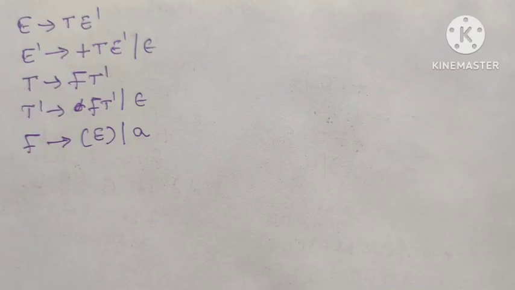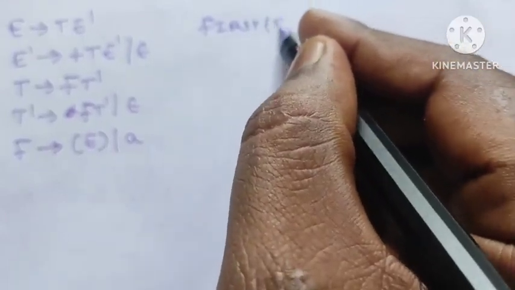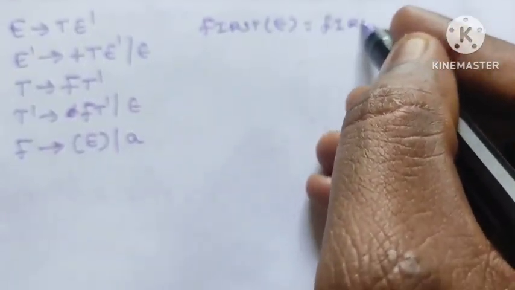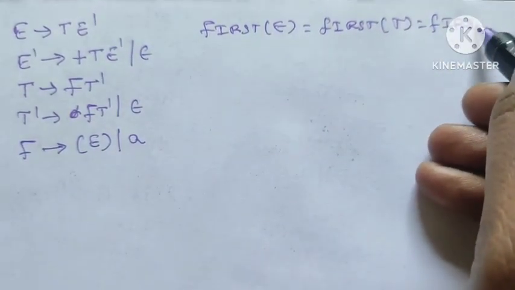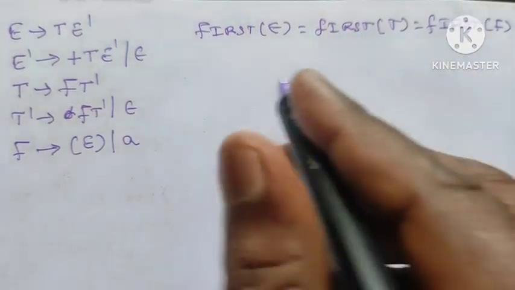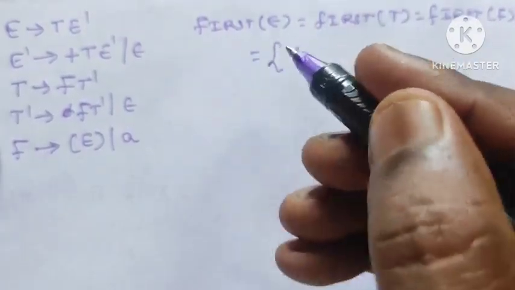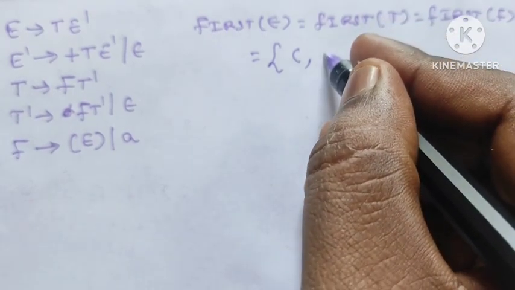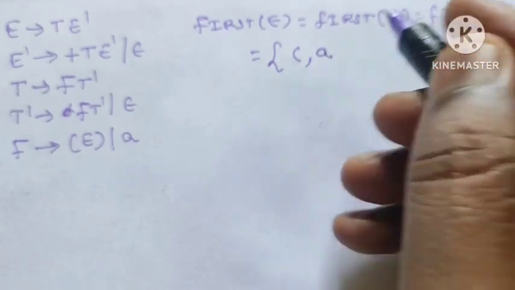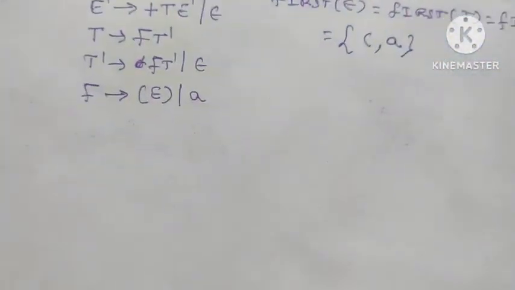So we will write the first and follow here. So first of E, first of T, and first of F. First of F is equal to open brackets and A. Close brackets and A.